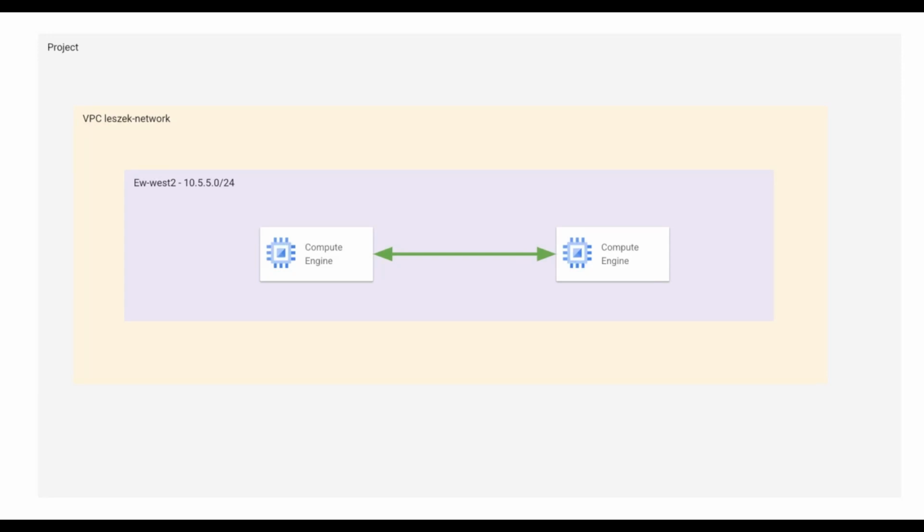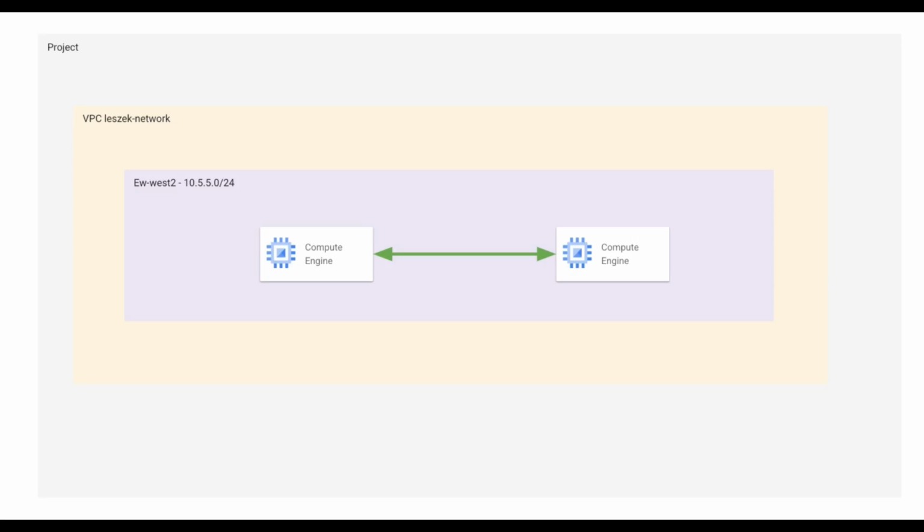Hello, in this demo I'd like to explain the concept of global network firewall policies on Google Cloud Platform, and for that I'm going to use a simple topology. In my topology I have a project. As a part of the project I have a VPC created. Within the VPC there's a subnet, and within the subnet there are two compute instances.